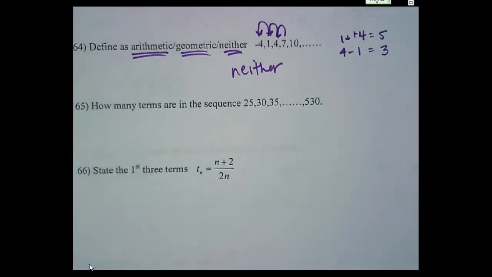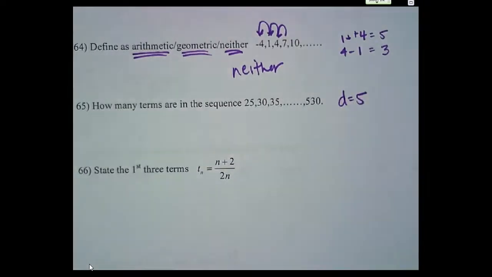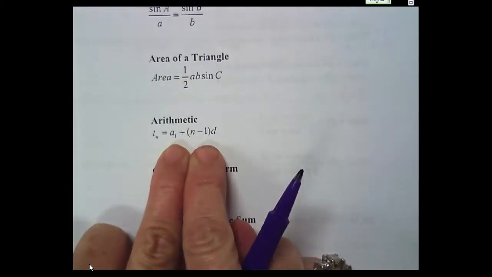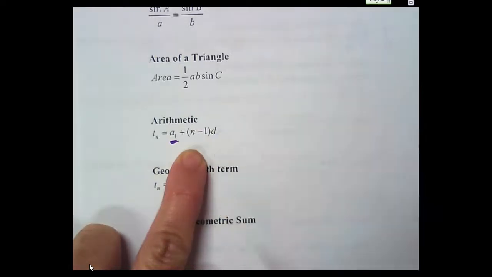Okay, for 65, it wants to know how many terms there are, right? So first you have to decide if it's arithmetic or geometric. But what's it counting by? That's an easy one. It's counting by 5s, right? So we know that D is 5. So get your formula chart. And since we know it's D, it's arithmetic. Okay, so you're going to use your formula chart for your arithmetic problem. And it's right here. Arithmetic. Remember, it's the first term plus n minus 1 times your common D. Okay, that's your rule. Right?